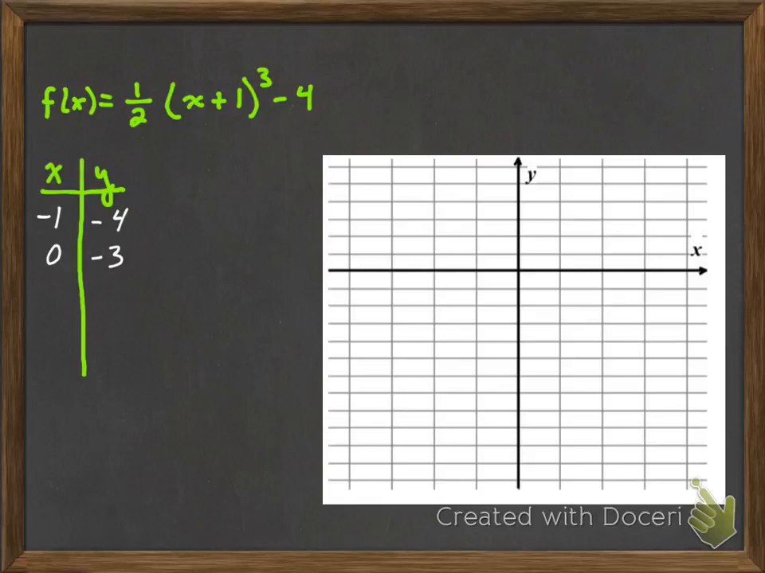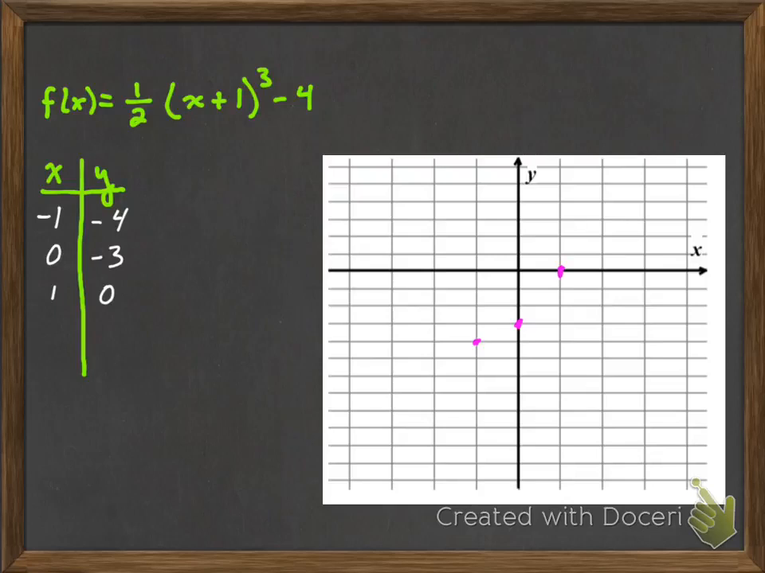All right, so let's try 1 now. 1 plus 1 is 2, cubed is 8, times a half is 4, minus 4 is 0. Now, if we plot these points to get an idea of where we're at with this, we see (-1, -4), (0, -3), and (1, 0).